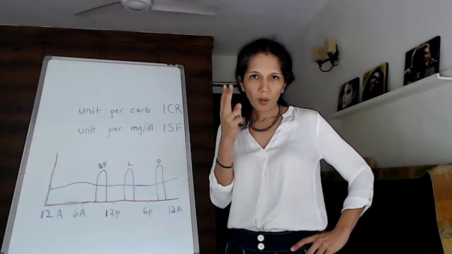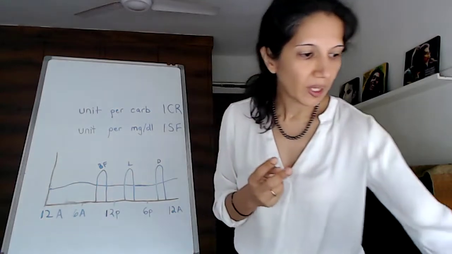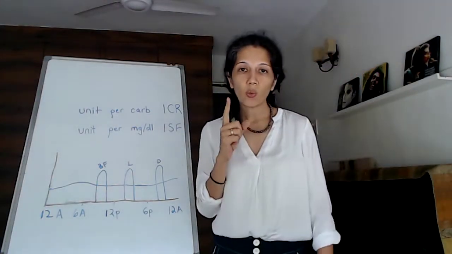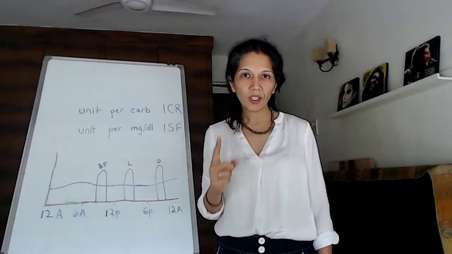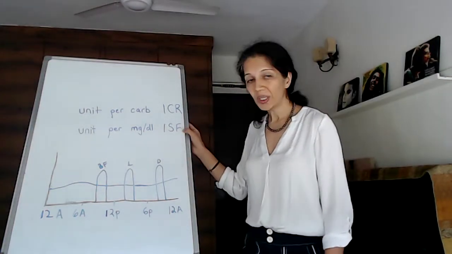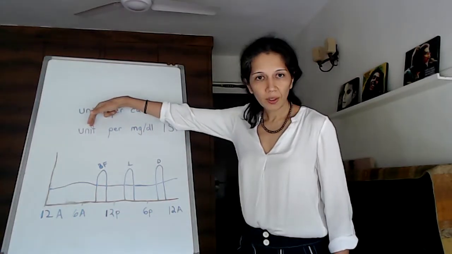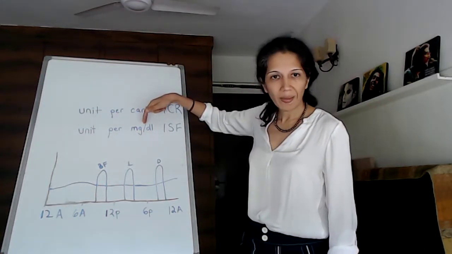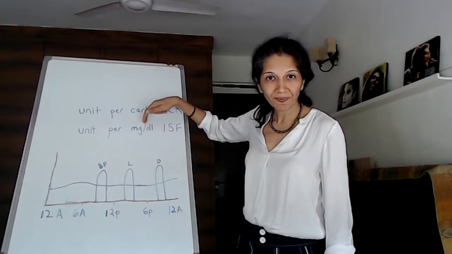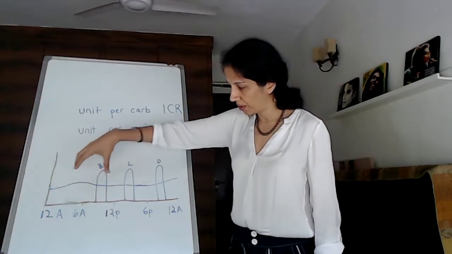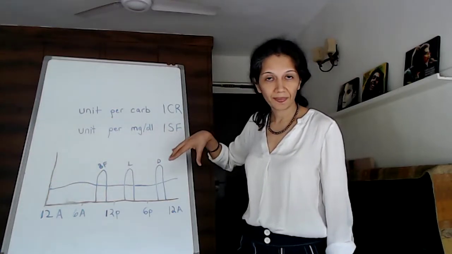2 units brought it down to 140. That means 2 units brought it down by 60 points. That means 1 unit brought it down by 30 points. That means the insulin sensitivity factor is 1 unit brought down the sugar by 30 milligrams per dl. Now that insulin sensitivity factor also is different at different times of the day.